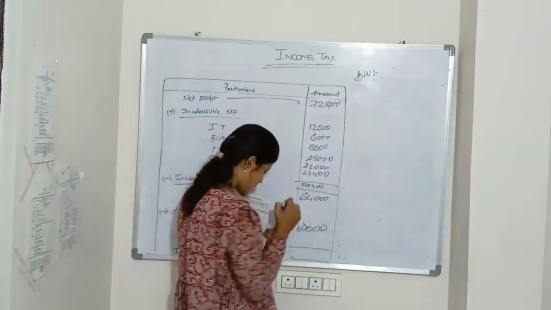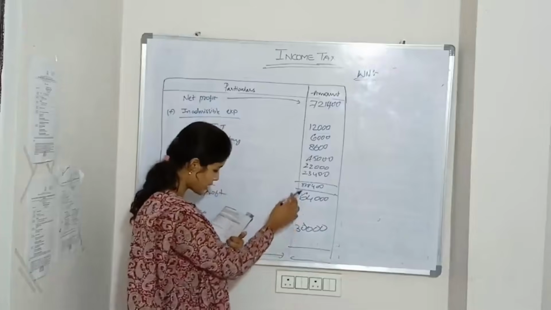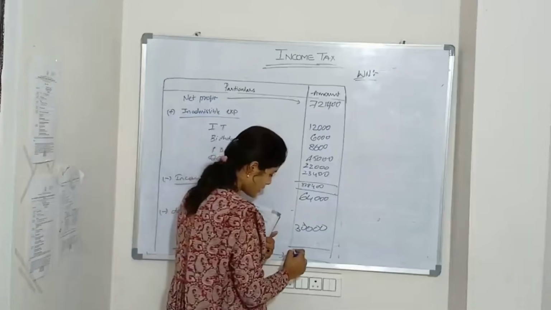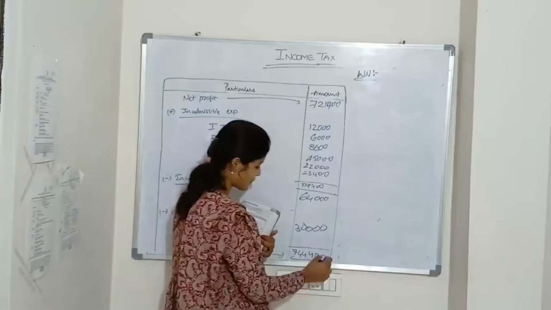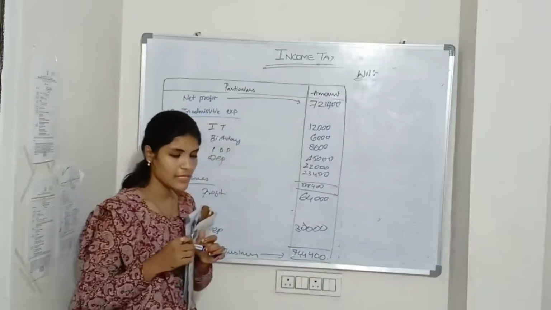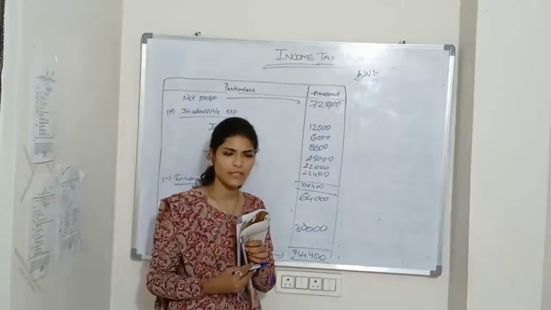8,38,400. From 8,38,400, if you deduct this amount, you will get 7,44,400. Okay, so here there is not at all required to do any working notes.